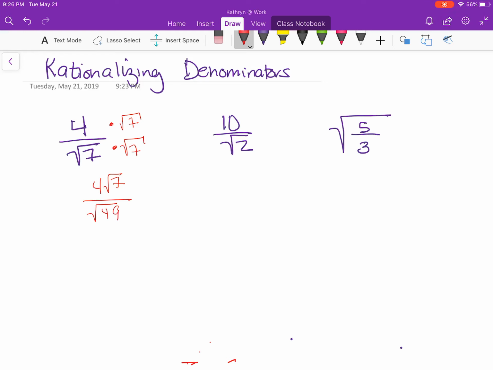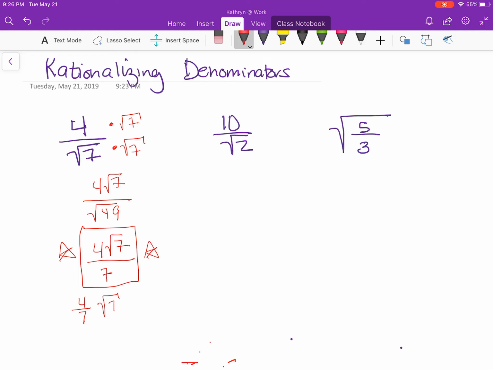And then one more step. 4 times the square root of 7, that's all I can do in the top, but the square root of 49 is 7, and there's my answer. 4 times the square root of 7 divided by 7. If you prefer to write it as a fraction in front, you can write the answer as 4/7 times the square root of 7, but this funny looking thing here is very often what we end up using. It ends up being a bit more useful.